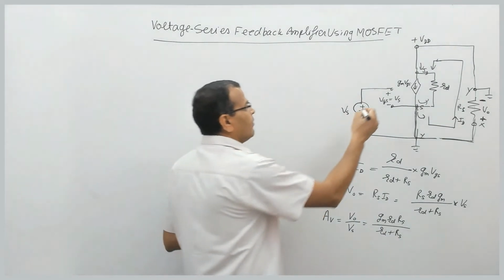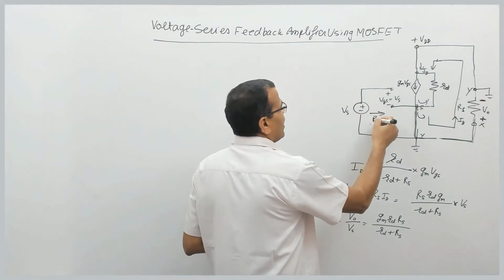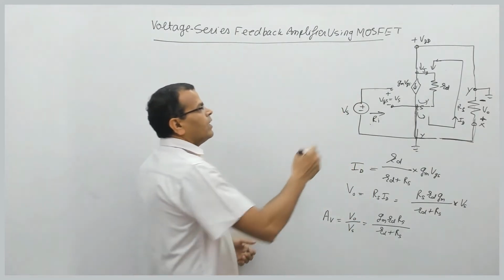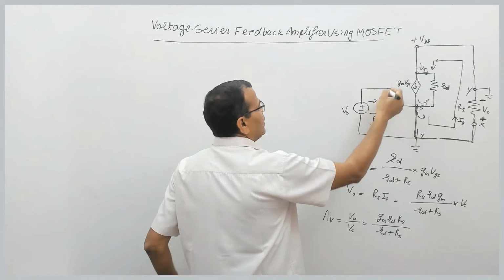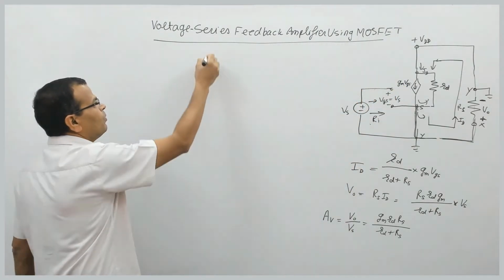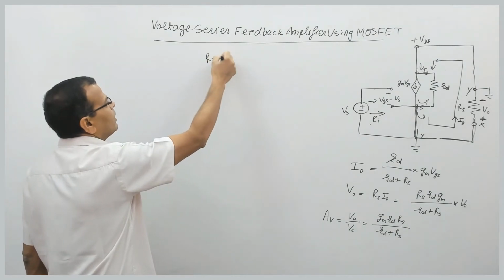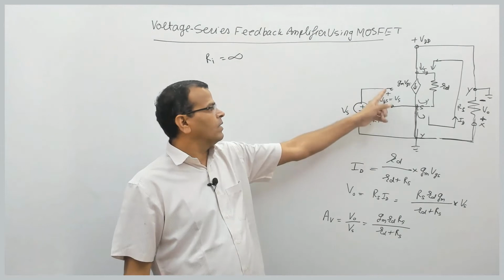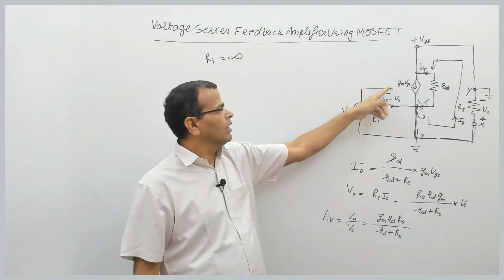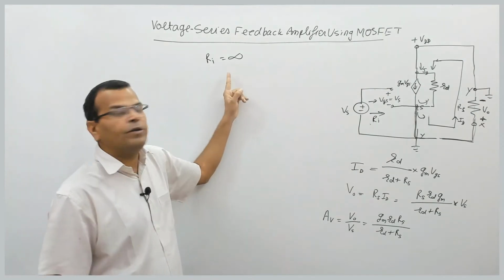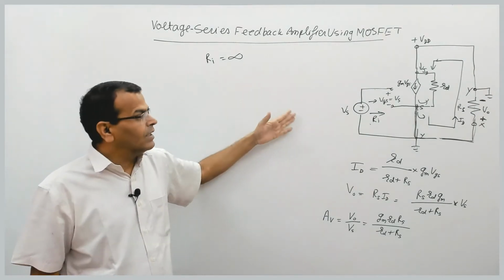Then I need to identify the input resistance, Ri. Input resistance. Fine. And input resistance is the resistance between this terminal and this terminal, and this is open. So input resistance without feedback loading is infinite, because this is an open terminal. Resistance seen by the source is open here. So input resistance without feedback loading is infinite for this circuit.